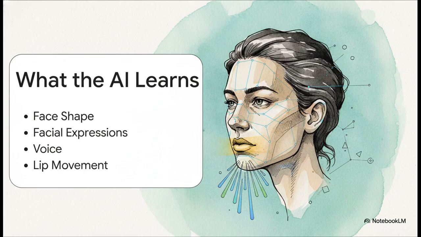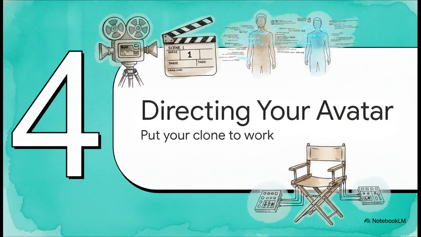But here's the crucial part. It learns your lip movement. This is the secret sauce that stops your avatar from looking like a stiff, robotic deepfake. By mastering that lip sync, the AI ensures your digital clone moves fluidly and naturally, completely avoiding that creepy, uncanny valley effect. All right, section 4, directing your avatar.